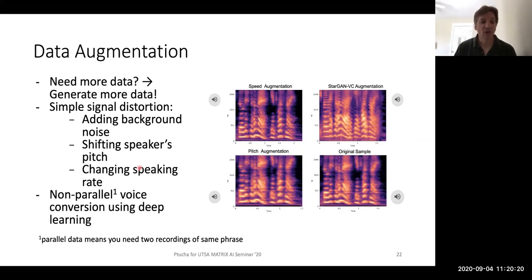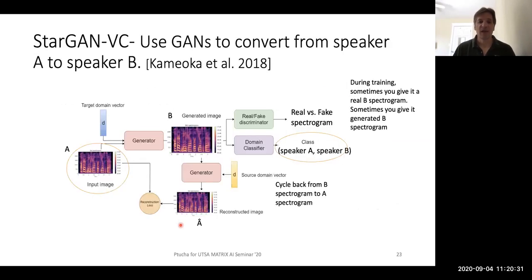In particular, we're going to use non-parallel voice conversion, which means we're going to go from a male speaker to a female speaker, or from a young person to an old person, just in general. And so how do we do something like that? We use what we call StarGAN. This is modeled after CycleGAN.